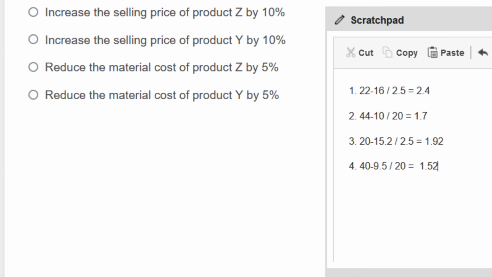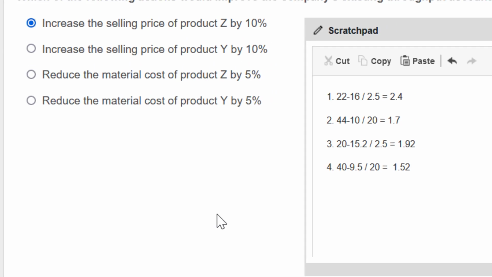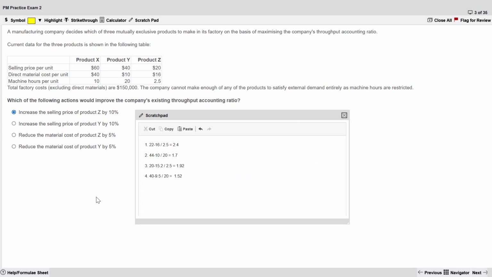Team, I've done the math, and the correct answer now is option 1. Only increasing the selling price of Z will exceed the current throughput contribution per hour of 2. So option 1, correct answer. Again, another tricky question. In the real exam, I would have flagged this one and come back later and even guessed if I had to, if I was running out of time.